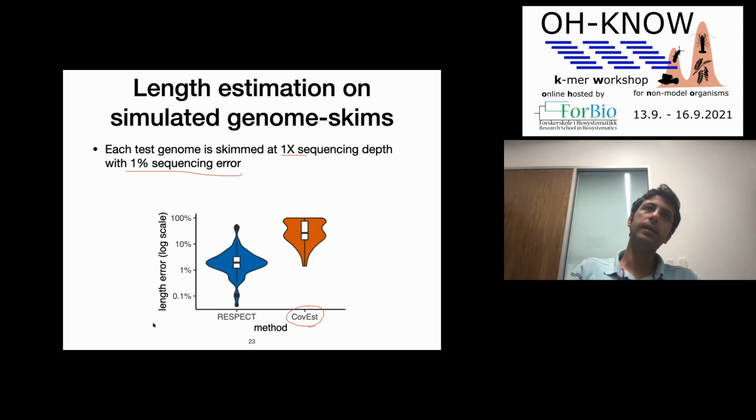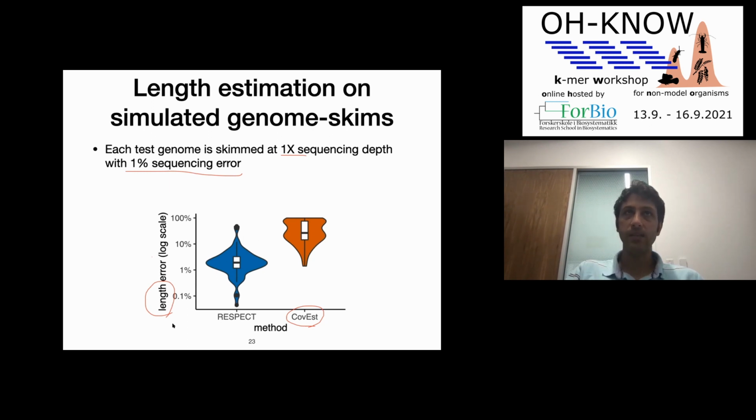The y-axis here is the error in our estimate of the genome length. Remember yesterday we had some error in estimation of genome length, like about 7% error. Once you use Respect, the genome length estimation error goes down a lot.